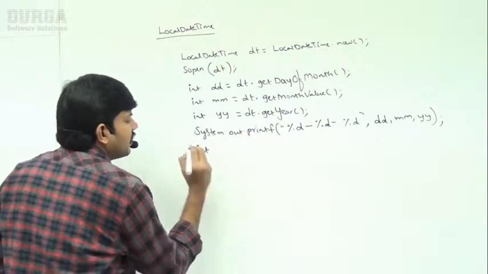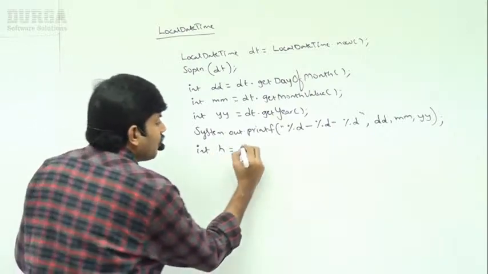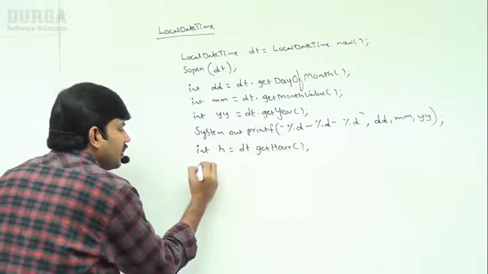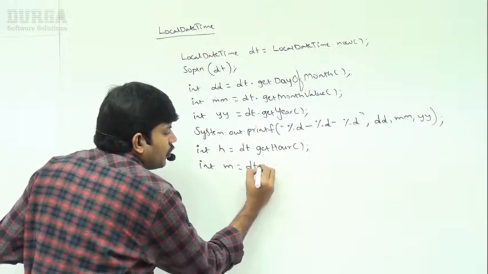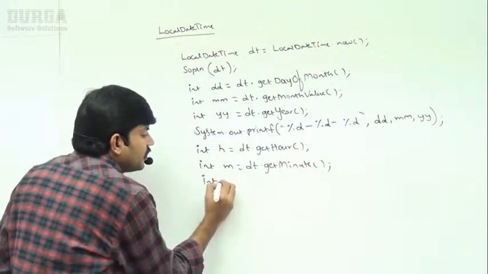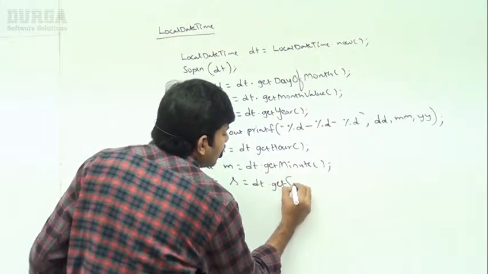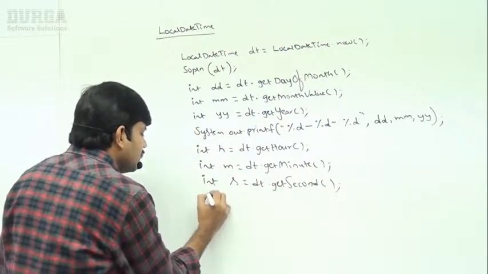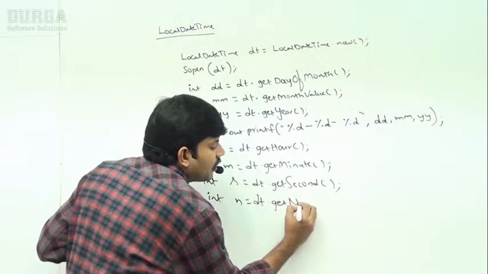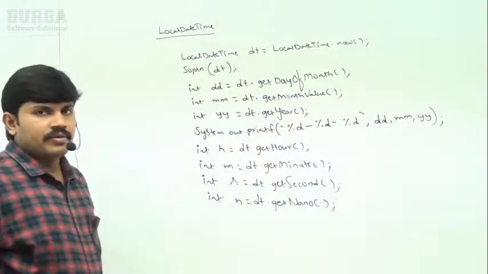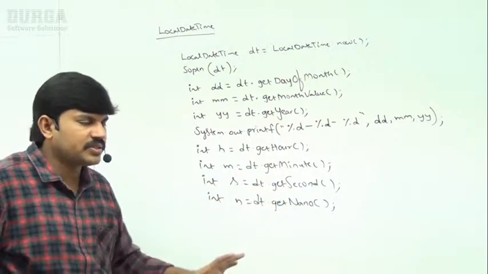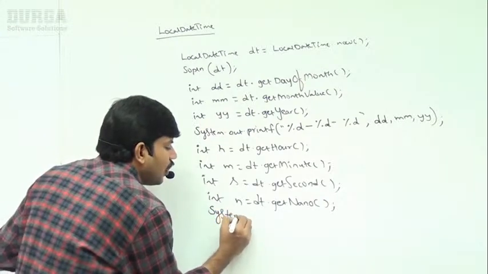Similarly, you can ask what is the hour value. int h is equal to dt dot getHour. Are you getting? int m is equal to dt dot getMinute. int s is equal to dt dot getSecond. int n is equal to dt dot getNano. Are you getting? Sir, now from the date time object, I got the hour value, minute value, second value, and nanosecond value, right?